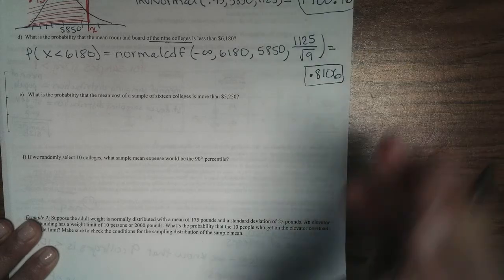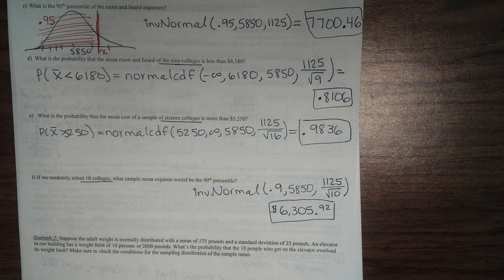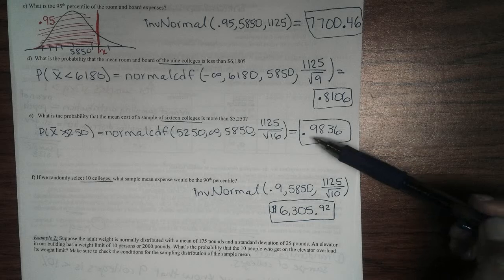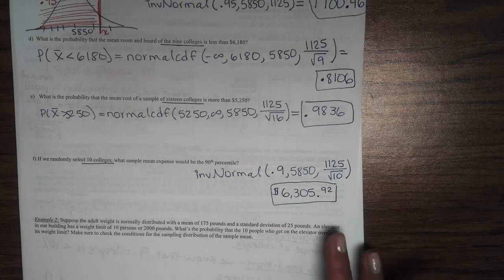Why don't you guys try by yourself? I want you to try E and F by yourselves. I'm going to give you about 5 minutes. I'm going to pause this recording to try letters E and F. In case you want to come back and watch the recording again, I'll have it posted for you in Schoology. So letter E, we got 0.98. Letter F, we got 6,305 with 92 cents. Hopefully you tried it and that's what you got. If not, let me know so I can help you.